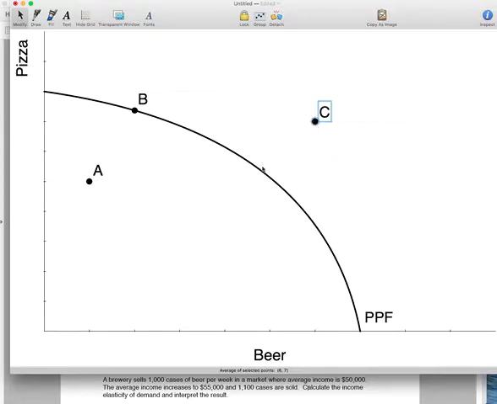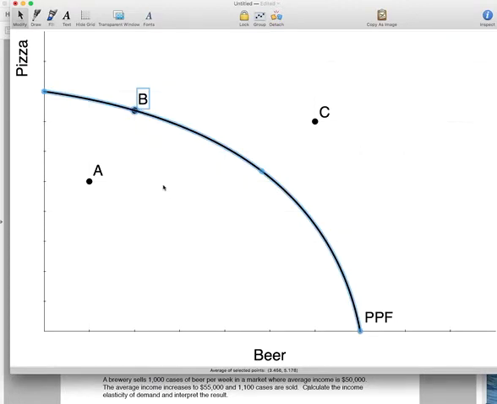If we had an increase in technology, that would shift the PPF outward. If we had an increase in labor or an increase in the amount of capital, the PPF could shift out to include this point at some point in time. So we've already defined what point B is.